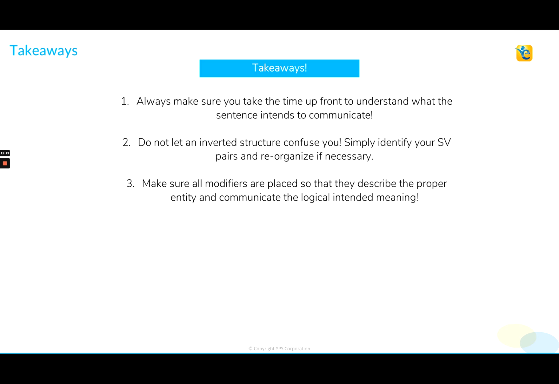And make sure all your modifiers are placed so they describe the proper entity and communicate the logical intended meaning. We don't want any modifiers left out, just kind of hanging off to the side by themselves. We want all parts of the sentence included.